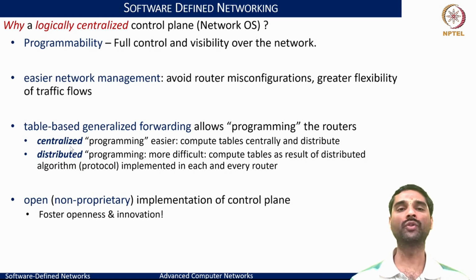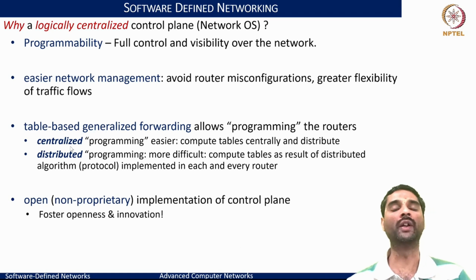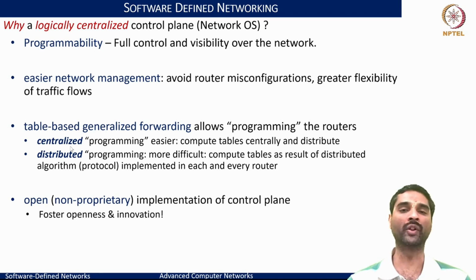So we may wonder why we should have a logically centralized control plane or a network OS. With a logically centralized control plane or a common network OS, the applications can flourish very easily because you have fixed APIs to worry about. And that means programmability is very easily applicable over a network OS, compared to the dedicated hardware-software combinations that OEMs used to ship. So this would give full control and visibility over the entire network.